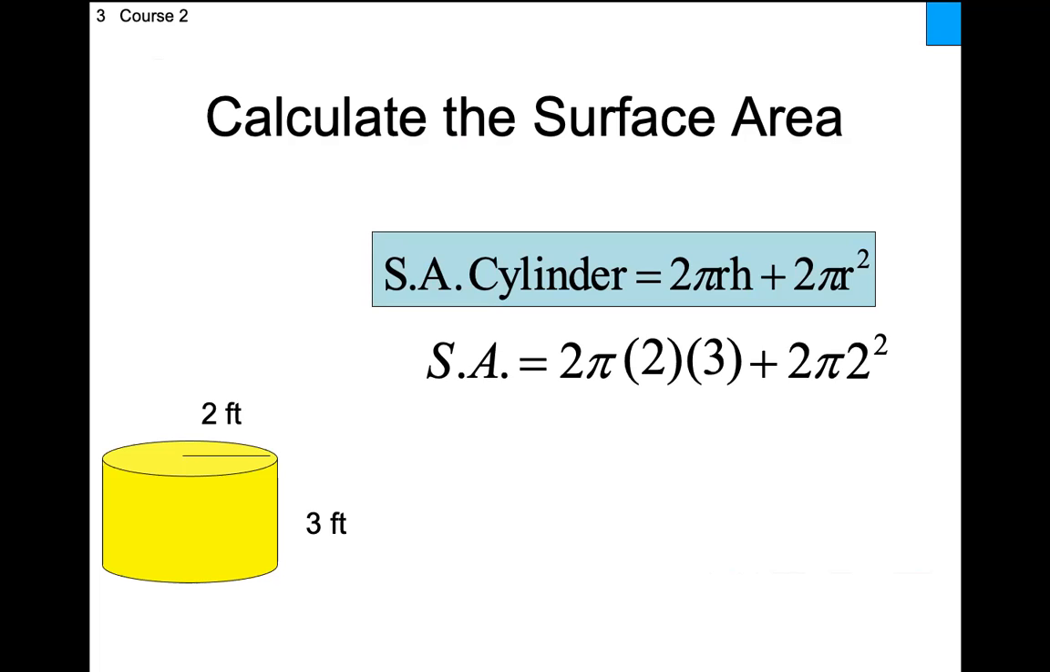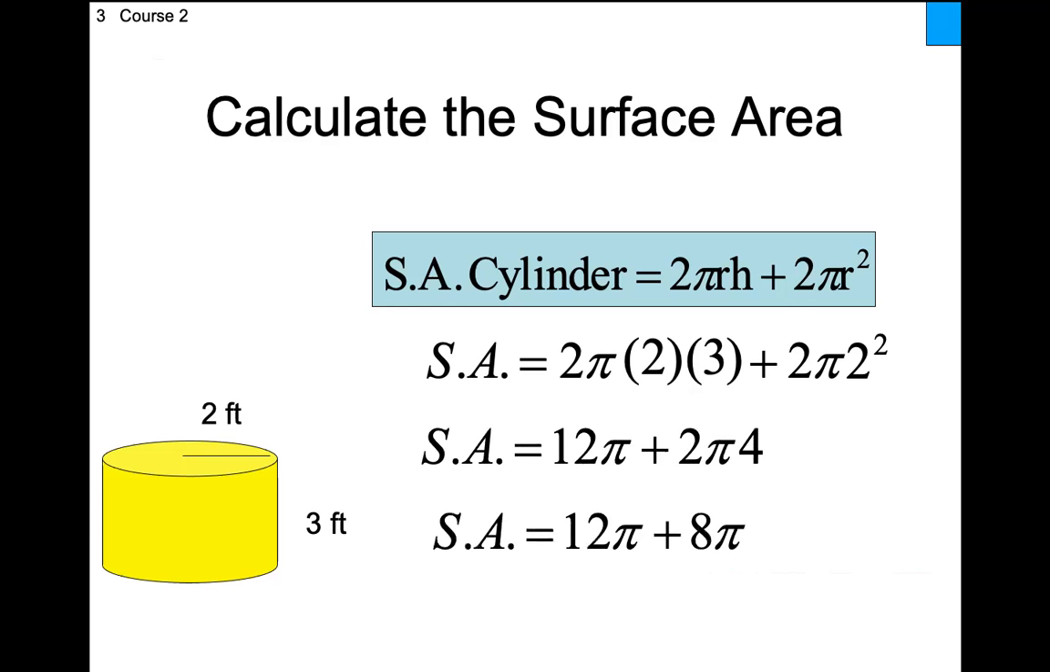Now, with a calculator, at this point, you're plugging that in. If you're doing it by hand, however, and yes, I will be talking about this, it's a hard calculation to do by hand. The first thing you do is multiply 2 times pi. By hand, 2 times 2 times 3 would be 12 pi. 2 squared is 4, 4 times 2 is 8, and I get 8 pi.